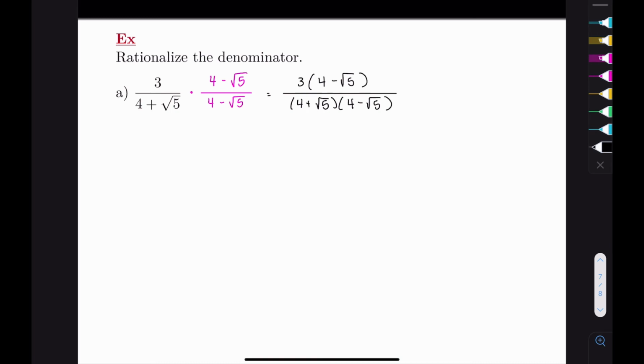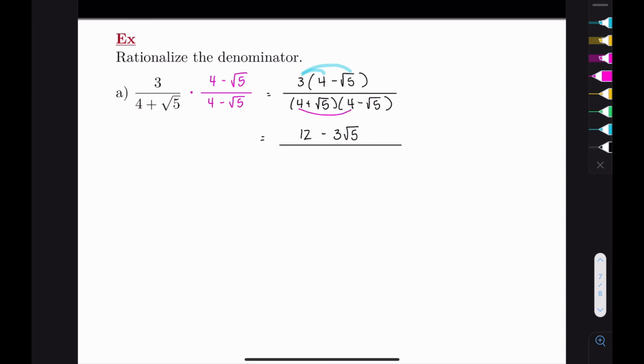If you want to do the denominator off to the side, absolutely feel free. But now from here, we can go ahead and distribute this 3 to both pieces. So that gives us 3 times 4, which is 12, minus 3 square root of 5. And now in the bottom, we go ahead and FOIL.